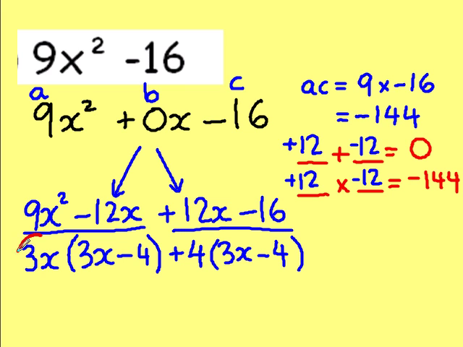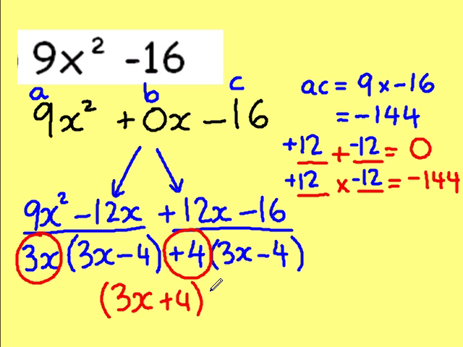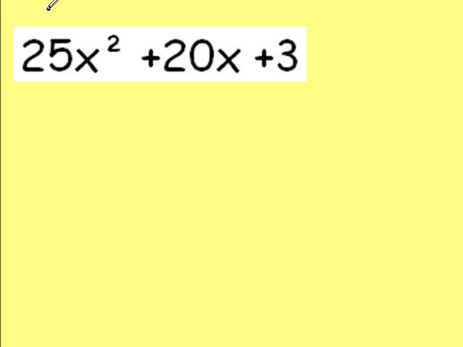Now completely factorised, I need to put the 3x and plus 4 into one bracket, and the repeated factor 3x minus 4 will be my second bracket. Question 3. Again, A is 25, B is 20, and C is 3.